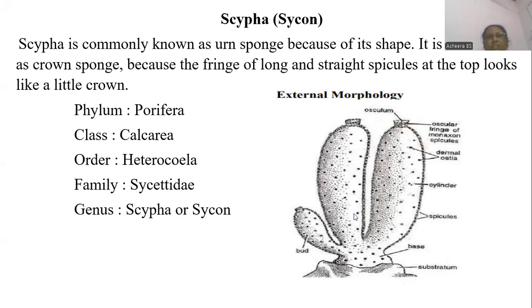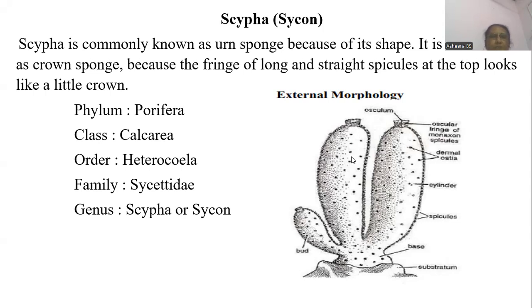Now if you see this structure or external morphology, it is having an urn-like body, or it is somewhat cylindrical in nature. It is having a cylindrical body, and you can see here at the anterior region, the straight spicules are present. Inside these spicules, you'll find the osculum will be present. And these spicules are called as the oscular fringe, and they are made up of monoaxon spicules.